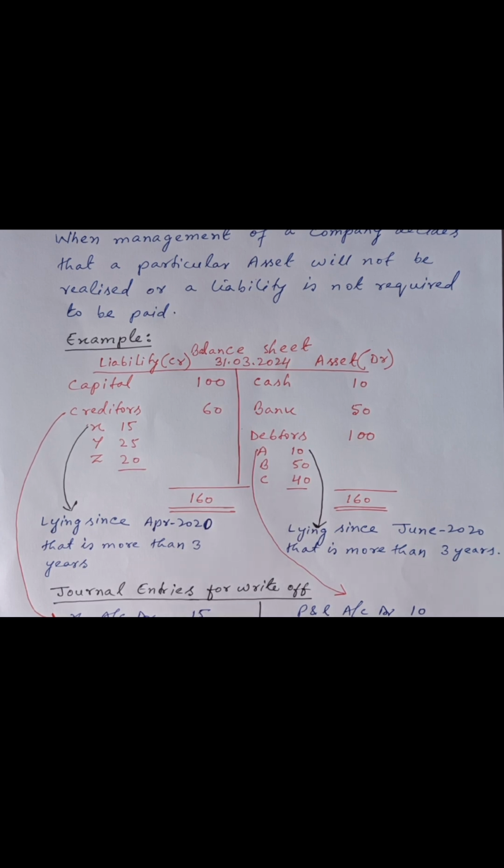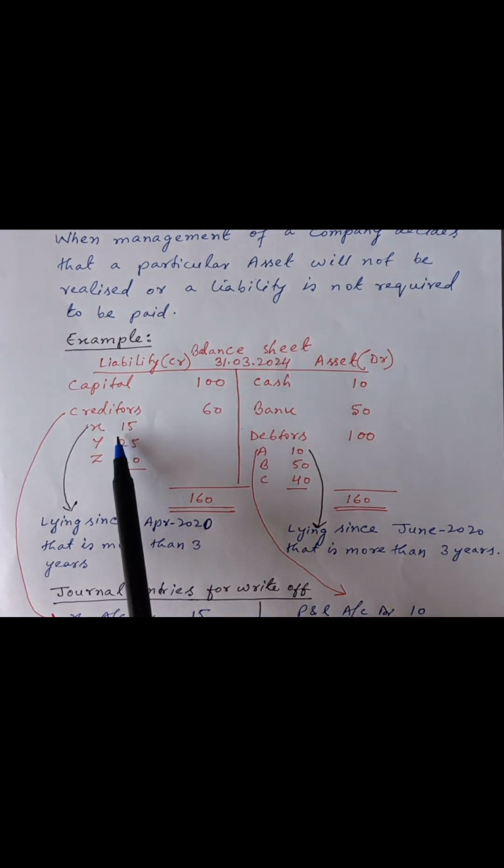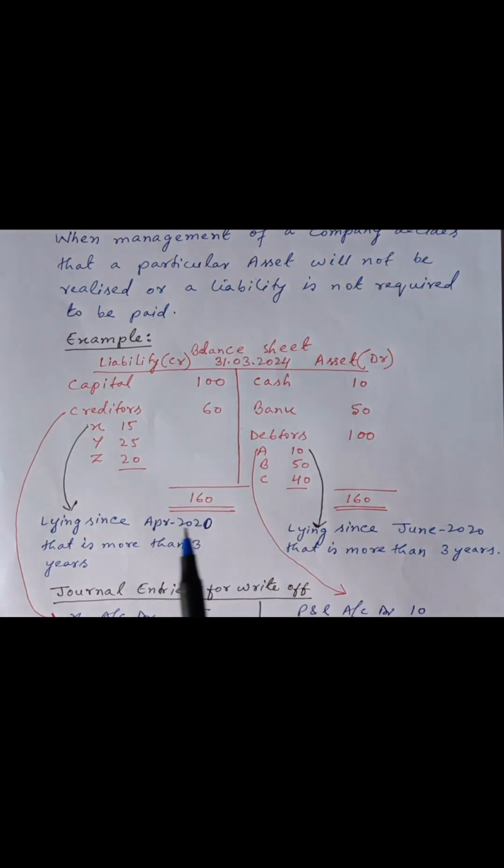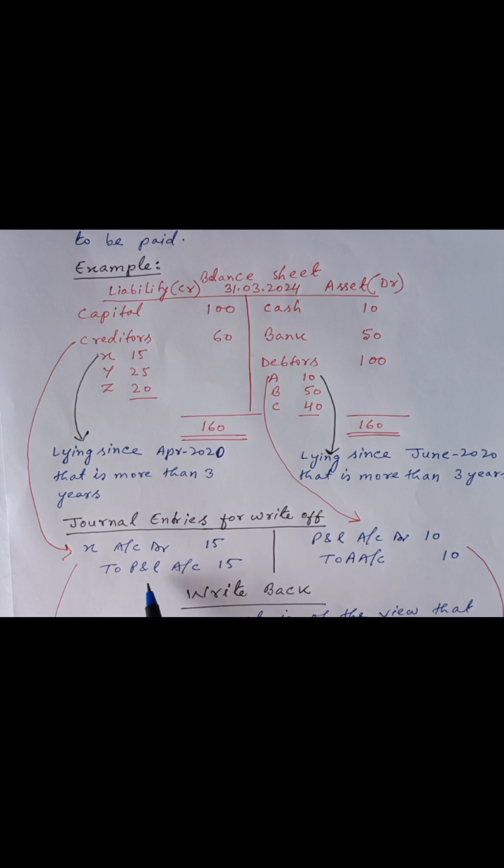Now management has decided that we are not going to pay this creditor because he is not claiming the money. So management has written off this creditor. Management has eliminated the balance of this creditor from the books of account. Now when it is written off, the journal entry would be X account debit to P&L account. P&L account is credited because we are not going to pay the creditor in future. It is one kind of benefit to us, so P&L account has been credited.